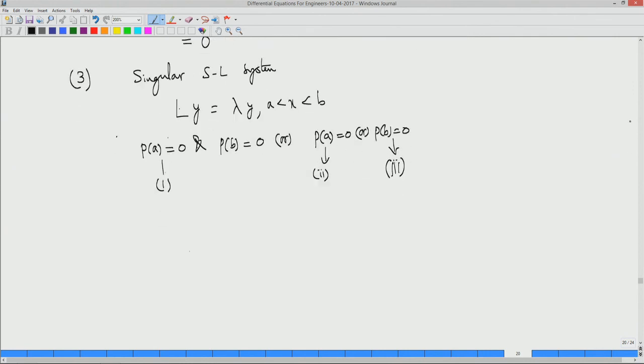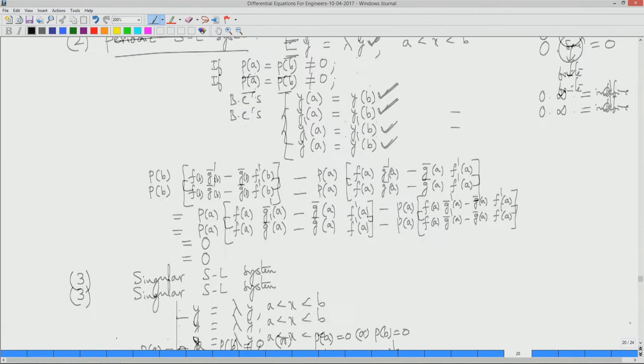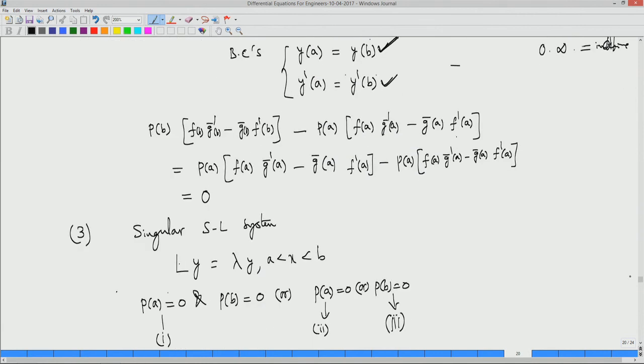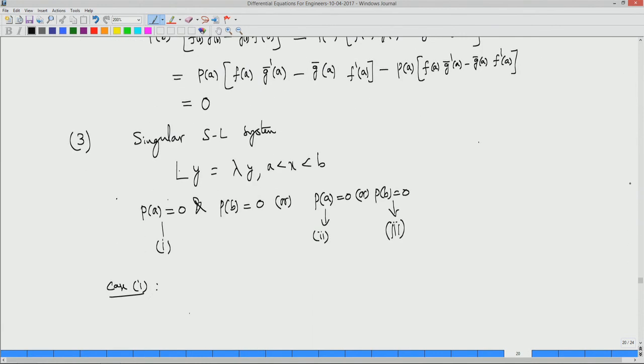So, let us look at case 1, where both P(A) and P(B) are 0. Case 1. So you want that special term, that is, if you look at this, this one P of B. So, what are the boundary conditions you give? The boundary conditions for case 1, when P(A) and P(B) are 0, are y at A and y at B, or y dash at A, are finite.